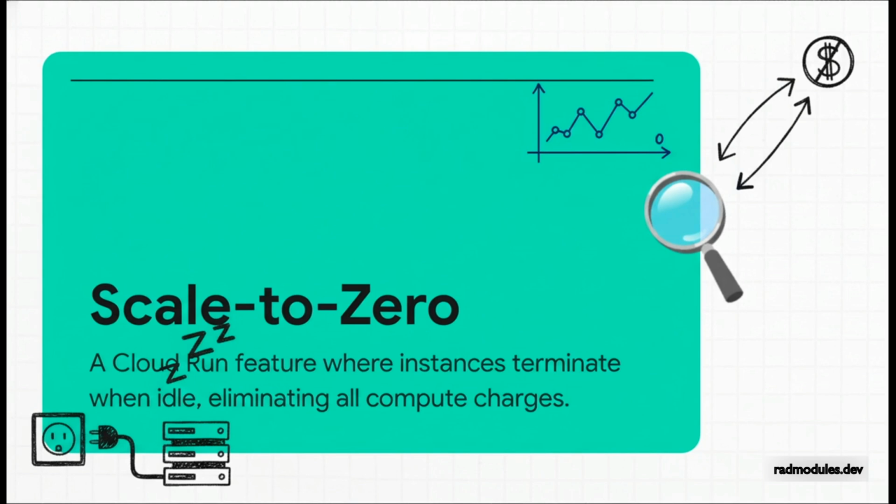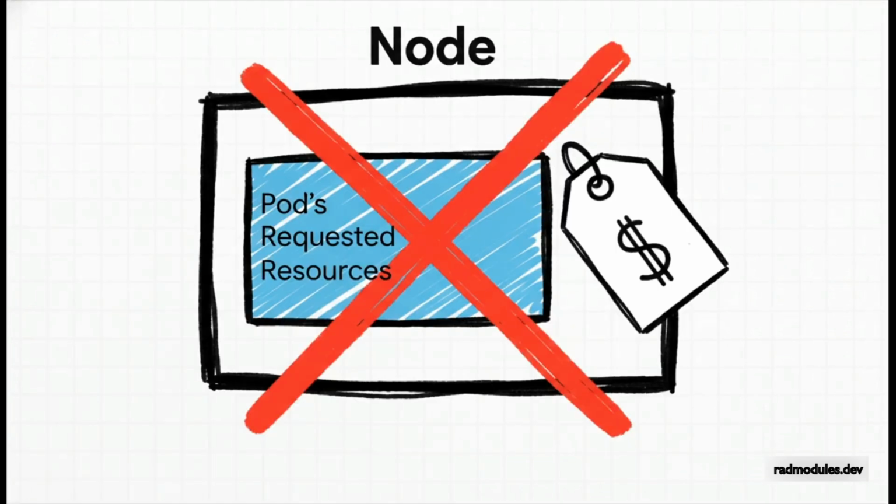Think about it. If your service has times with 0 traffic, maybe overnight or on the weekend, why on earth would you pay for servers that are just sitting there doing nothing? With this one setting, Cloud Run just shuts down all your instances, and your compute bill for that service literally drops to nothing. With GKE Autopilot, it's super simple.